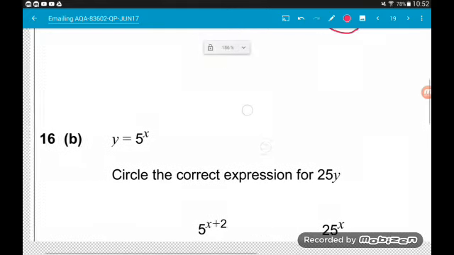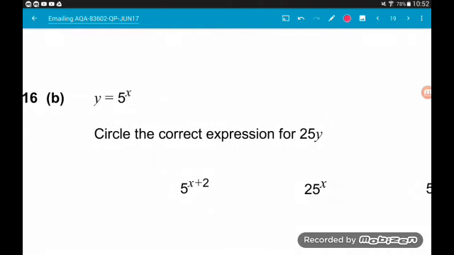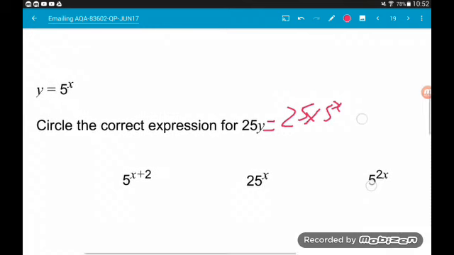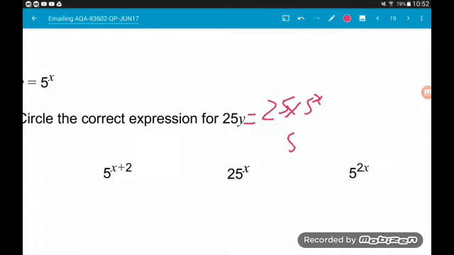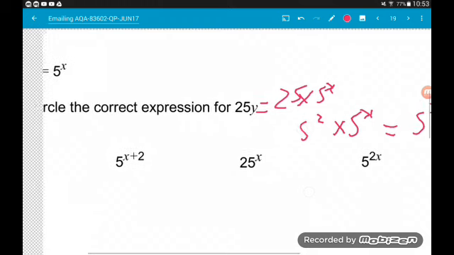Part B is telling us y equals 5 to the power x. Circle the correct expression for 25y. Well, 25y is 25 times 5 to the power x. 25 is 5 to the power 2. So we've got 5 squared times 5 to the power x. And we add the powers, so we get 5 to the power x plus 2. So where's that? There it is.